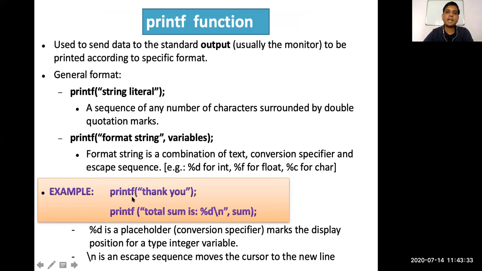So printf is a library function. You are calling this function, and you are giving this input, thank you. What the printf function does is print the thank you on the monitor.